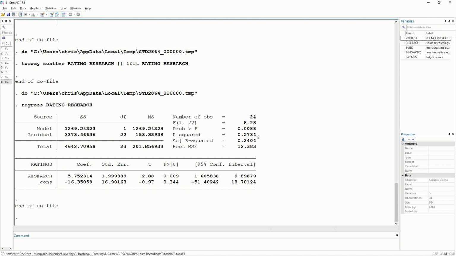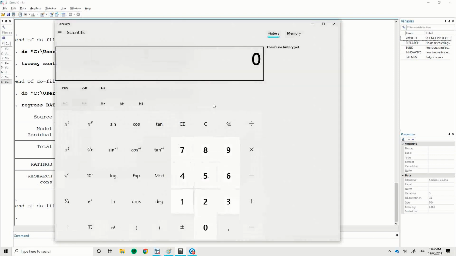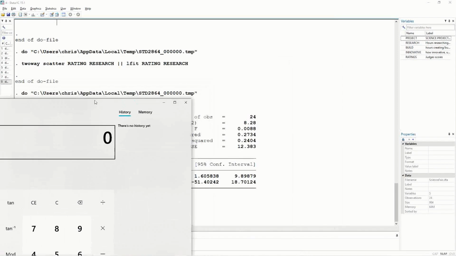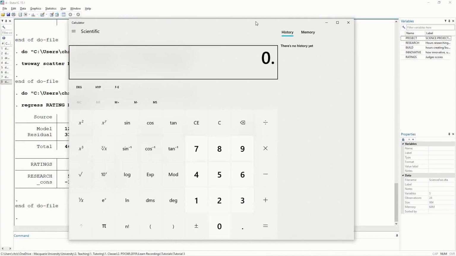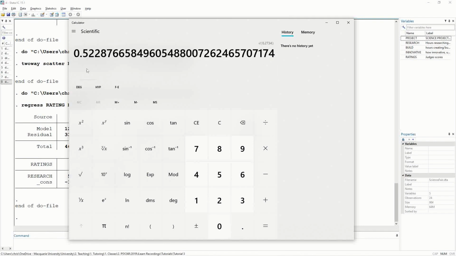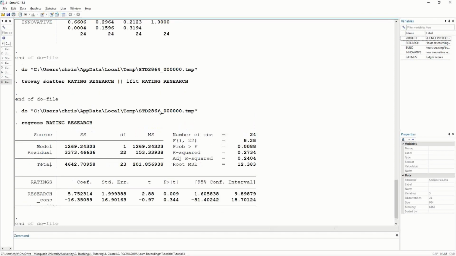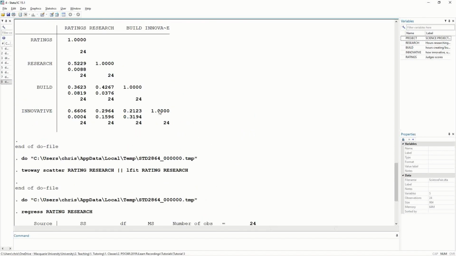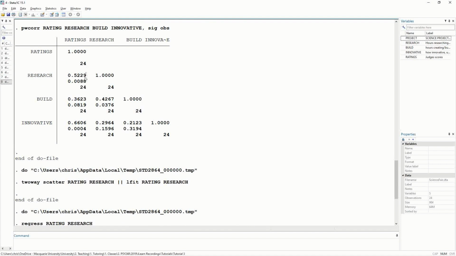Now, some interesting things at this point. If I took the square root of my r squared, so where's my calculator? My r squared is 0.2734. If I take the square root of this, I get 0.523, or thereabouts. Now, if I go up to my correlation matrix, interestingly, the Pearson's R between ratings and research is 0.523.